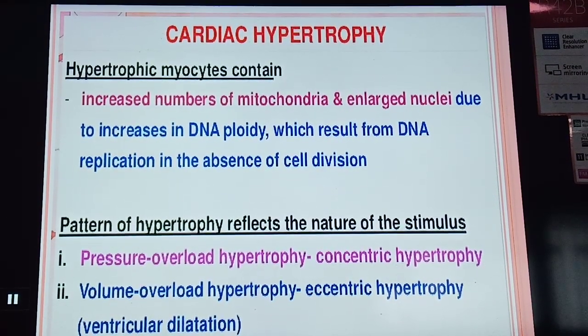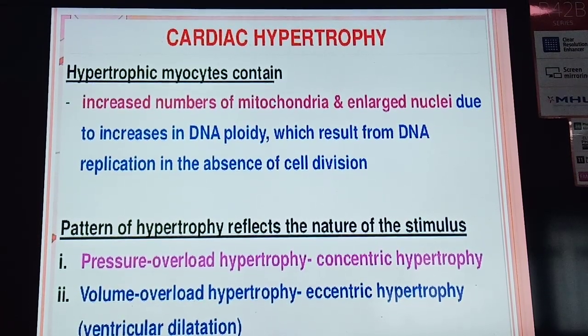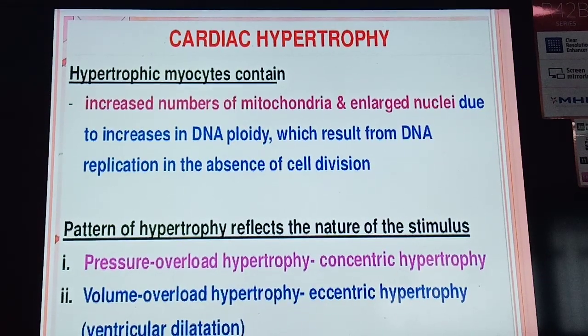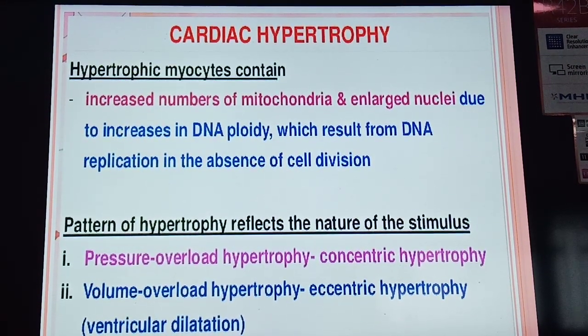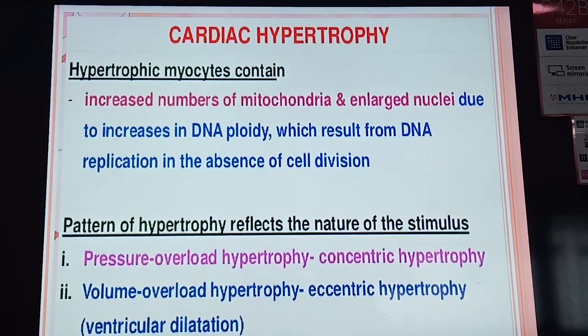Now the hypertrophic myocytes. The hypertrophic myocytes contain an increased number of mitochondria and large nuclei due to increased DNA ploidy, which results from DNA replication in the absence of cell division. The pattern of hypertrophy reflects the nature of the stimulus.